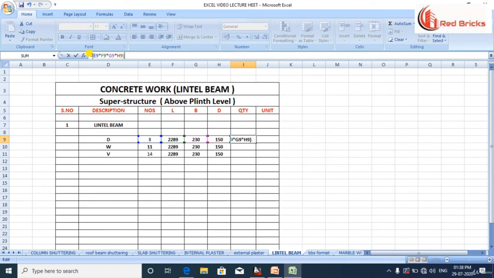We convert this quantity to cubic meters by dividing it with 1000 cube. In similar way, we find the quantity of windows and ventilators. The total quantity of concrete required for lintel beam is the sum of all quantities. In this lecture, we learned to calculate the concrete quantity of lintel beam.